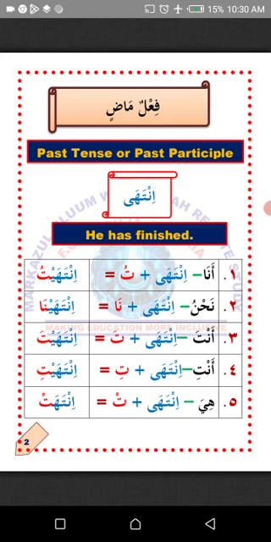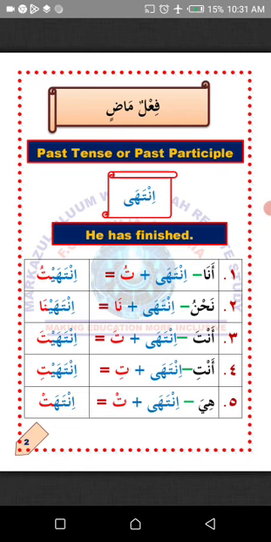Wahid, number one. Ana, I. So how do we change the verb intaha to suit ana? All you need to do is to attach ta'un, carrying dhamma, to the last letter. Then you give sukun to the letter before it. So the verb intaha will now become intahaitu, which means I have finished.